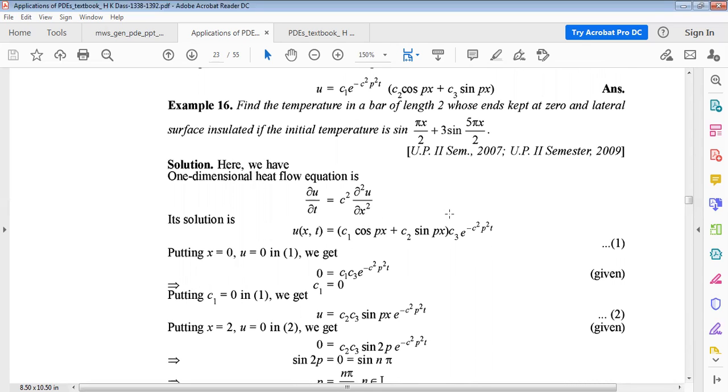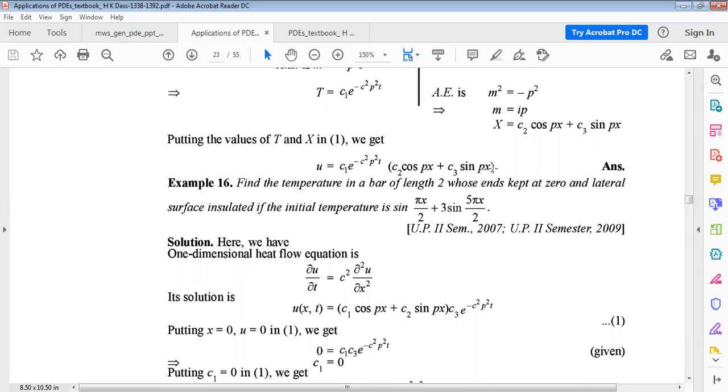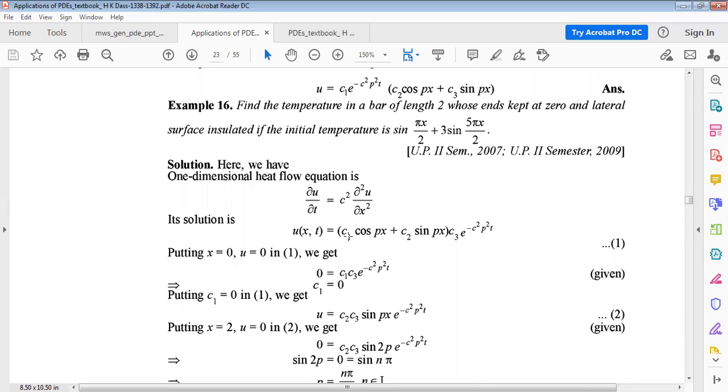Now its solution you must know from this. This is the solution: u equals C1 cos px plus C3 sin px, times C3 into this. You can change the constant.